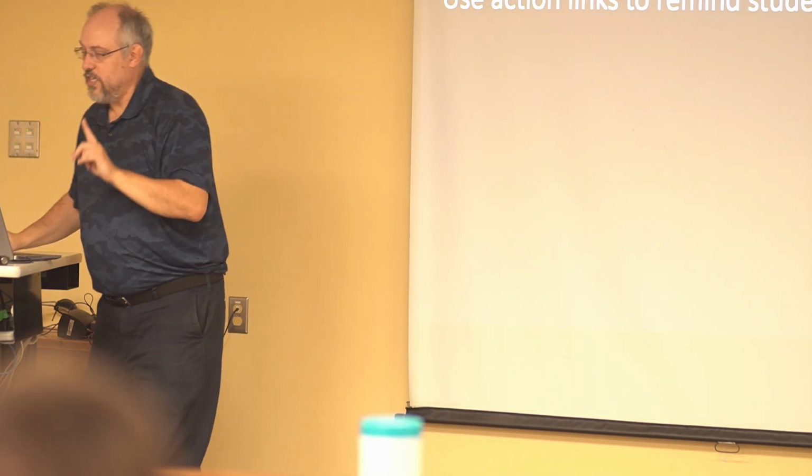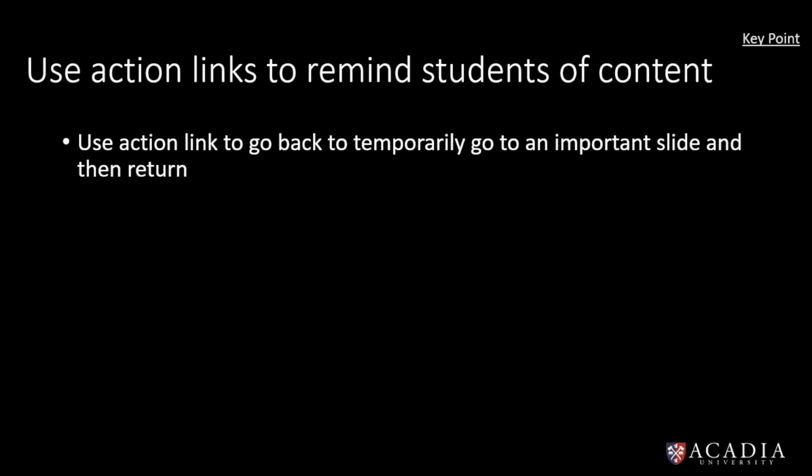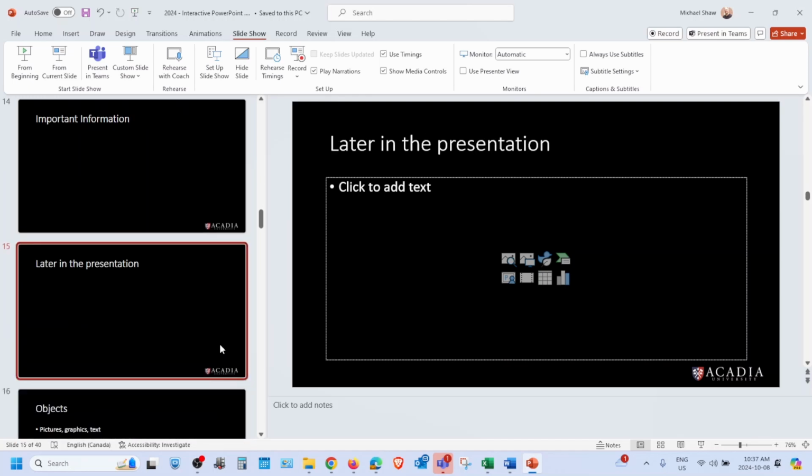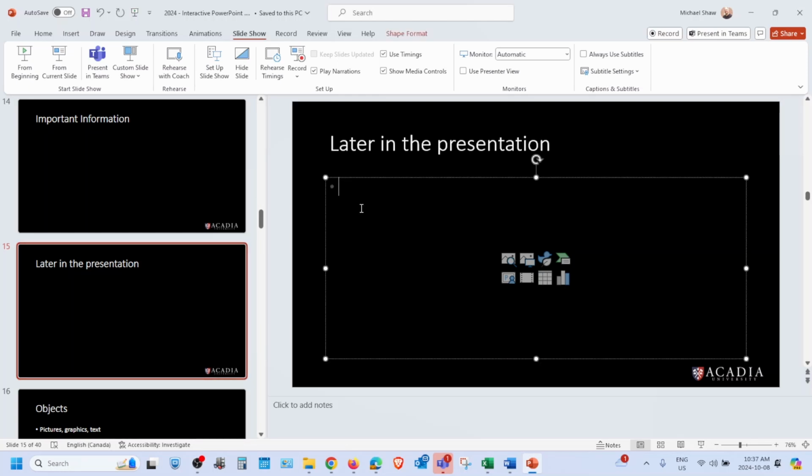However, this is done a little differently. You use the action link to go back temporarily to an important slide or forward. It doesn't have to be back. So let's say I have some important information here on a slide. That's why it says important information. And then on this slide here is a slide later in the presentation that I want to jump to. So if I go here, and again, I would probably do a separate box for this. I wouldn't be doing it in the main area, but whatever. You put it where you want.